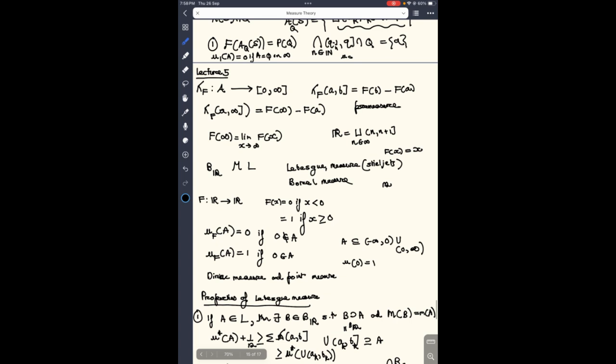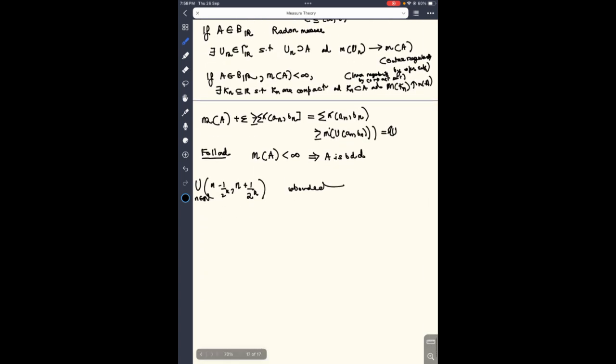So here we complete the properties of Lebesgue measure, and from the next lecture we will start doing integration, developing the concept.